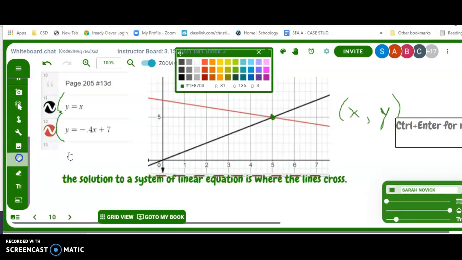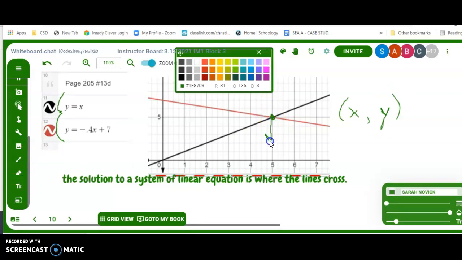Okay? So all we need to do is take our point, look down, see what our x is. We see that our x here is 5. Okay, and we look to the left and see what our y is. We see that our y is also 5. 5, 5. That's our solution to our system of linear equations.